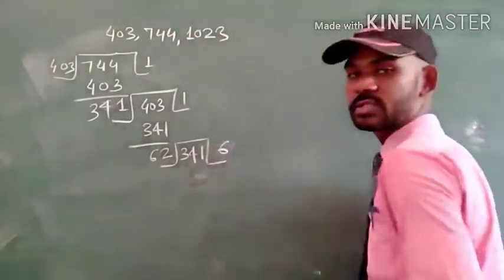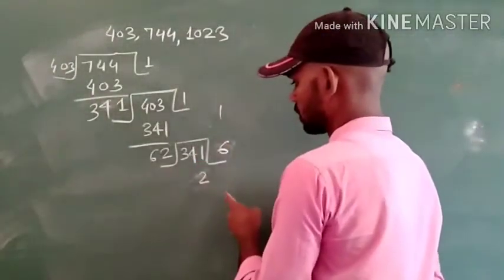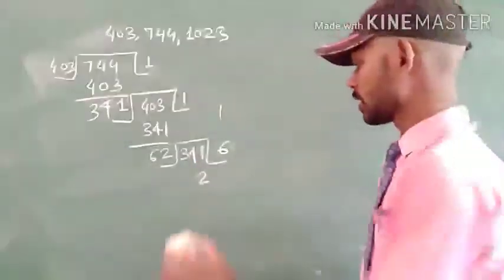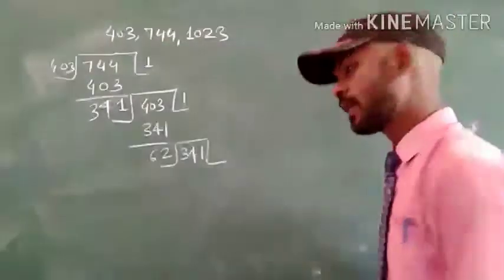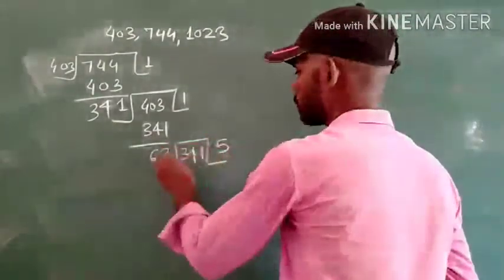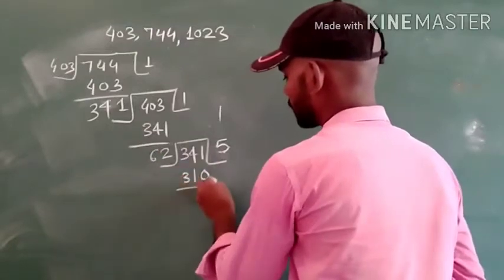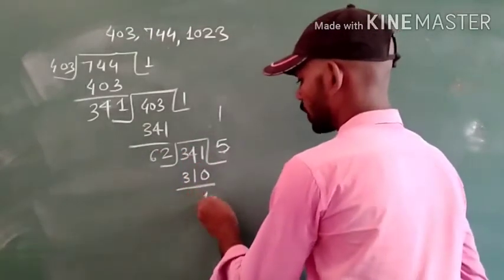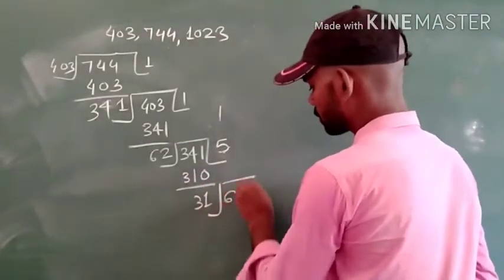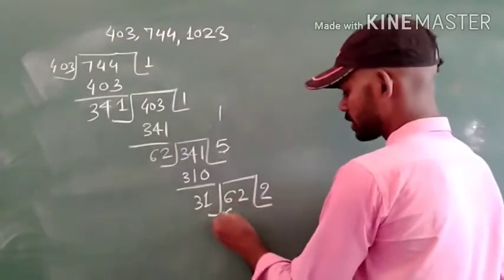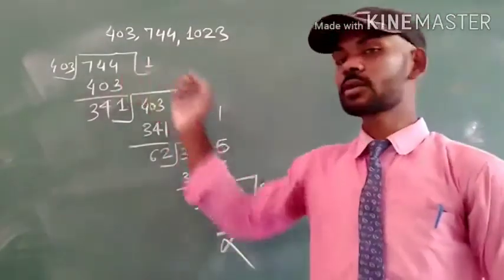Okay, let's check it with 6 times. 6 2s are 12, carry 1. No, it goes with 5 only. With 6 it will become bigger, so we take 5 times only. This will be 5 2s are 10, carry 1, 5 6s are 30, 30 and 1 is 31. Let's subtract. 1 minus 0 is 1, 4 minus 1 is 3, and 62. 31 2s are 62, and here 31 divides this number completely.